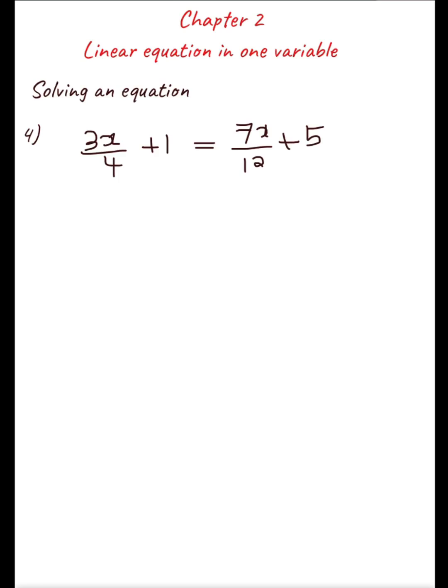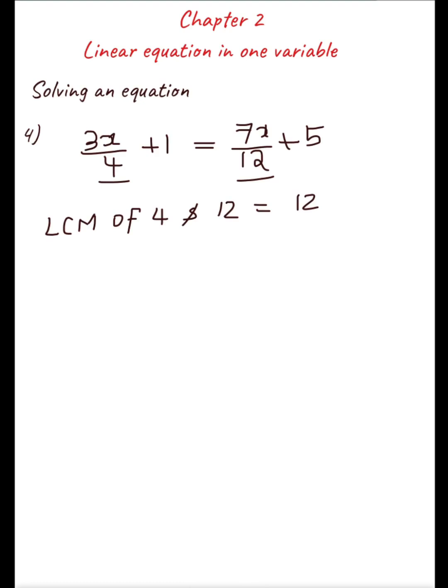Suppose I am taking this example: 3x by 4 plus 1 equals 7x by 12 plus 5. Suppose this is our equation. Here you can see that two denominators are present, that is 4 and 12. So what you have to do in such cases is first take the LCM of 4 and 12. Now what is the LCM of 4 and 12? It is 12.